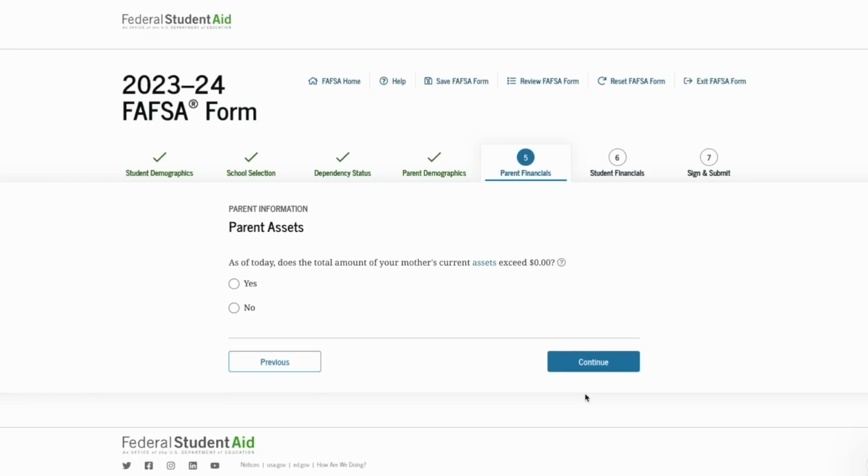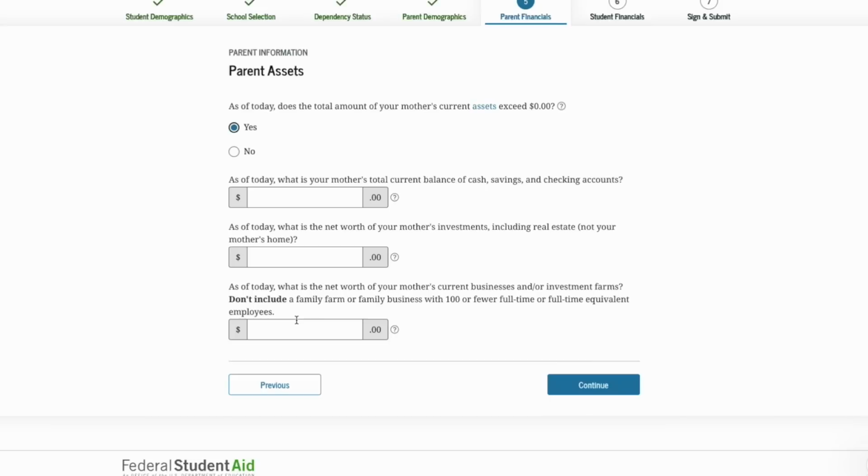We've completed all the information about income for your parent or parents, but now we have to answer questions about assets. It's important to remember when you're answering these questions, you're going to use values in the accounts as of today, the date of filing for FAFSA. For the first question, you report the current amount in your mother or parents' checking and savings account. Enter that amount in the first box.